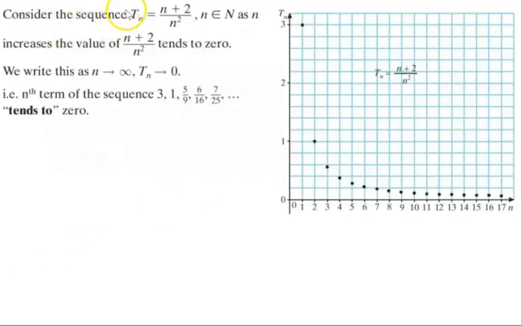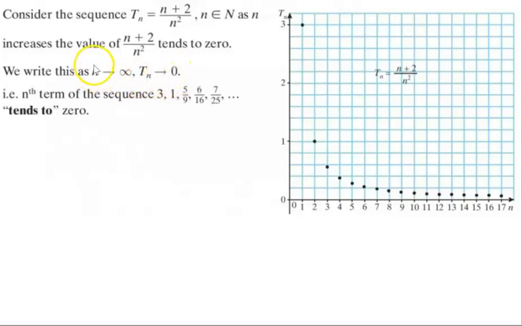Consider the sequence Tn is equal to (n plus 2) over n squared, where n is an element of the natural number set, so n is a positive whole number. As n increases, the value of (n plus 2) over n squared tends to 0. We write this as n, with the little arrow and then the infinity sign, comma, Tn, a little arrow, and 0.